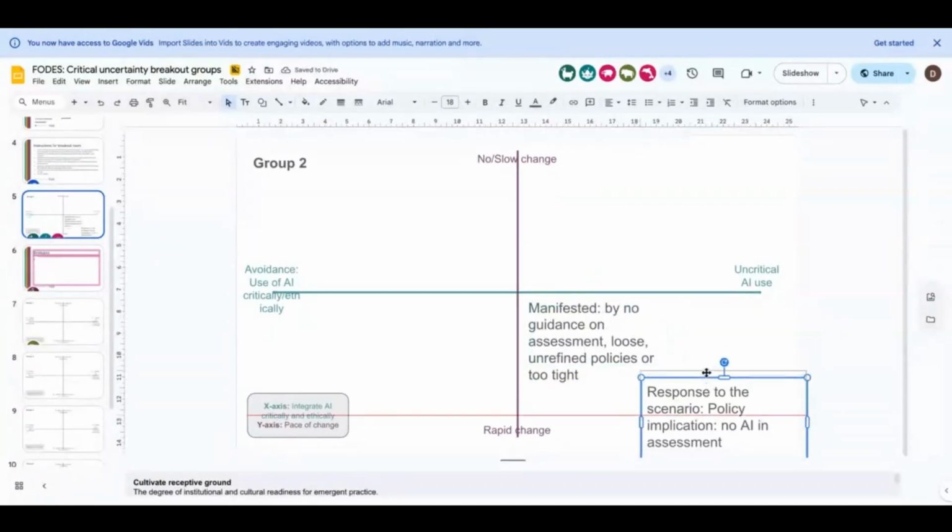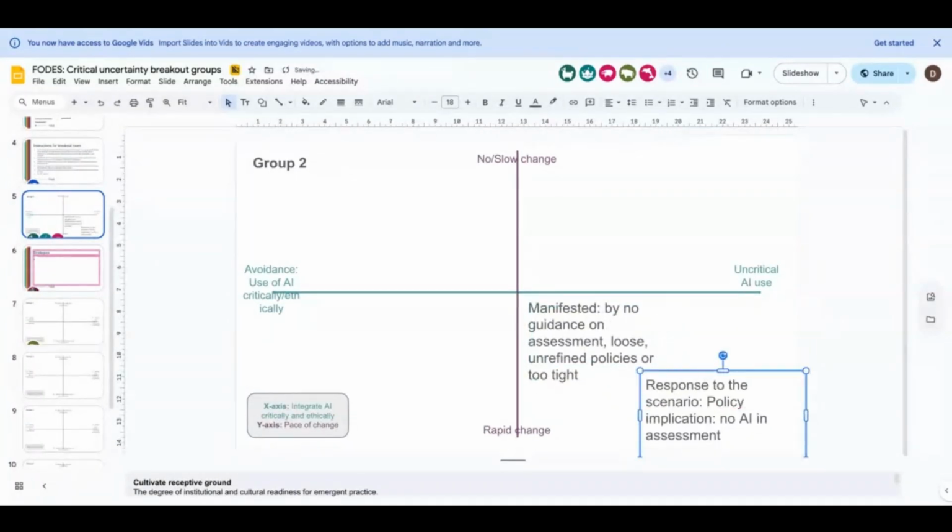Okay, so we can imagine. Do we think? Go ahead. No, go for it. No, you first. No, let's do the scenarios first, and then we can decide which is the most likely. Yeah, I think we need a few more scenarios. Yeah. So what would be the opposite? Slow change and critical use. What would be our response?